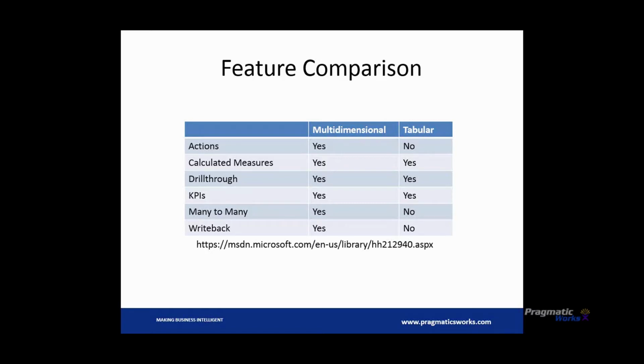Calculated measures are supported in both products. Drill-throughs and KPIs, same thing. And then obviously the many-to-many that we're going to talk about today, not natively supported, but you can do it here in Tabular with DAX. And if you happen to need write-back functionality, to my knowledge there is no workaround for that with Tabular currently, so you will have to go multidimensional.